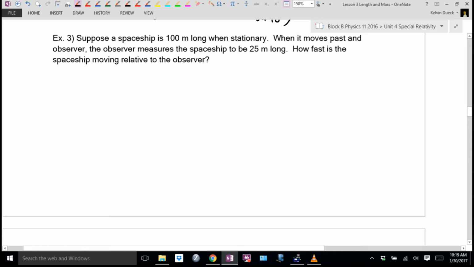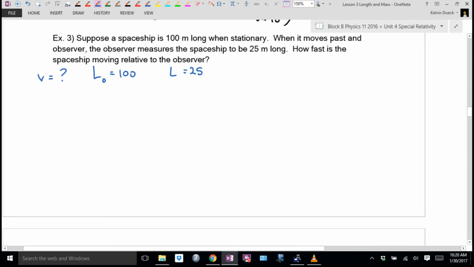Example 3. Suppose a spaceship is 100 meters long when stationary. When it moves past, the observer measures the spaceship to be 25 meters long. How fast is the spaceship moving relative to the observer? What's this question want me to find? That must mean they gave me L original. How long is this when it's at rest originally? 100? Good. And that must mean they gave me the relativistic length when we're moving? 25.